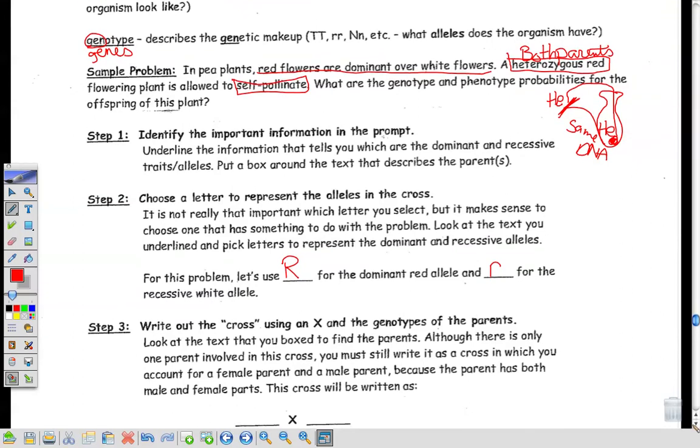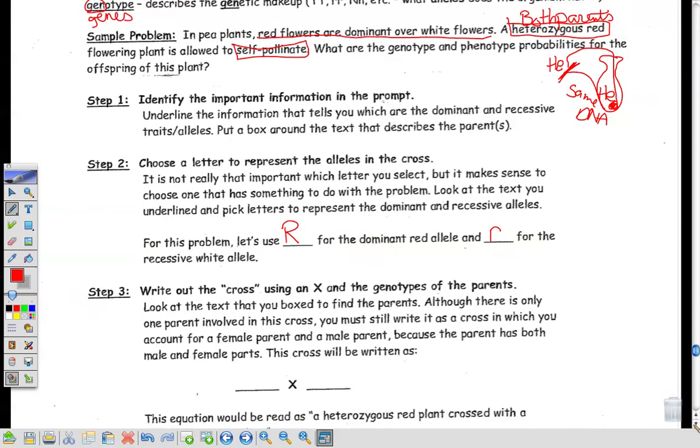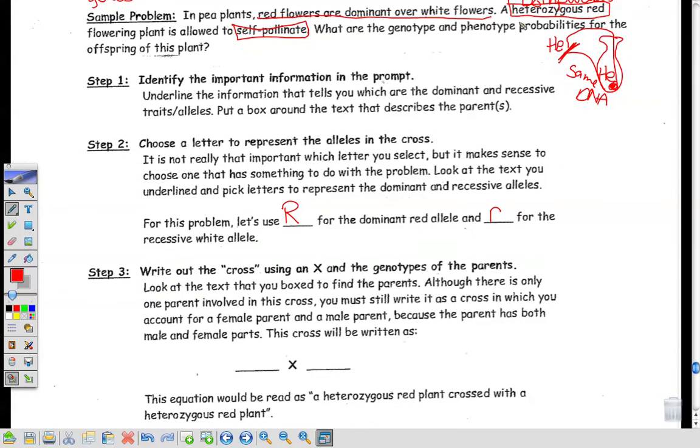Next step. Write out the cross using the genotypes of the parents. Since this parent self-pollinated, we know that both parents are heterozygous. So heterozygous is one capital letter and one lowercase letter, crossed with one capital letter and one lowercase letter.